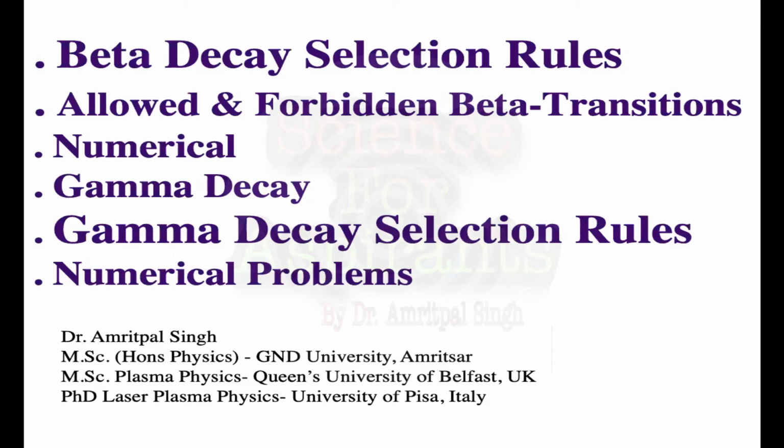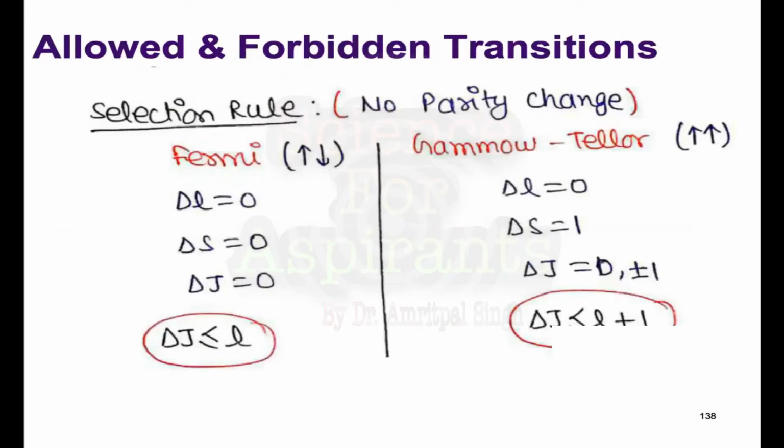Then we will start our discussion about gamma decay, and discuss in detail the selection rules of gamma decay and how we can find out about the electric and magnetic dipole and quadrupole transitions within this gamma decay. So let's start today's lecture.